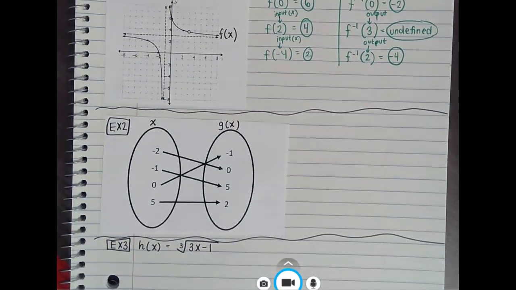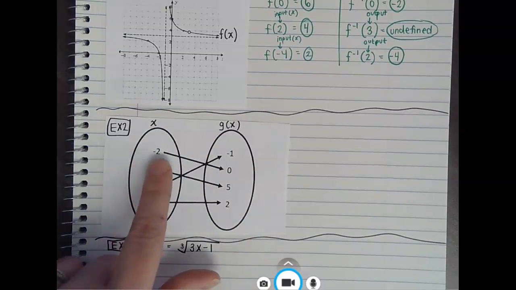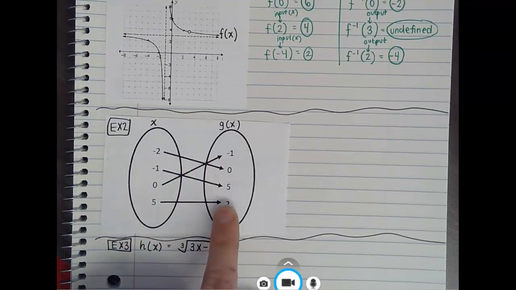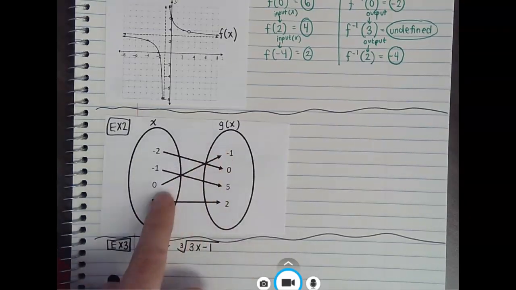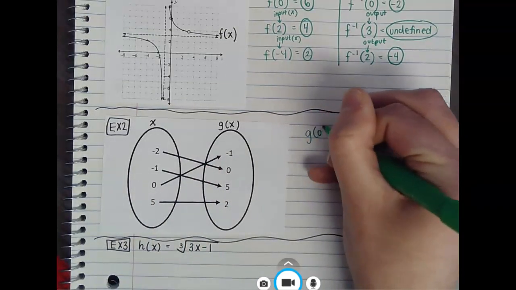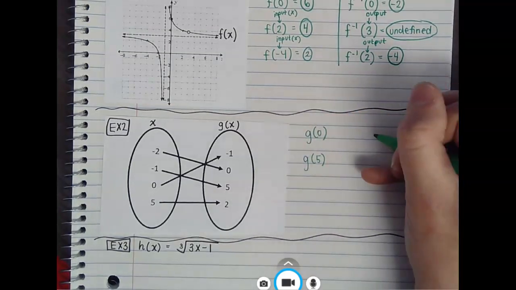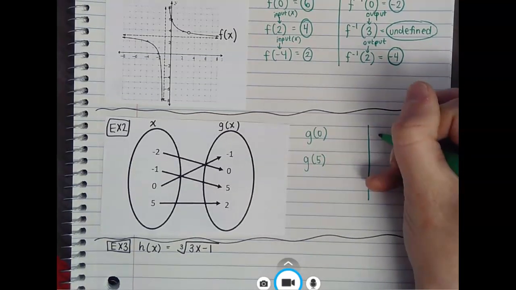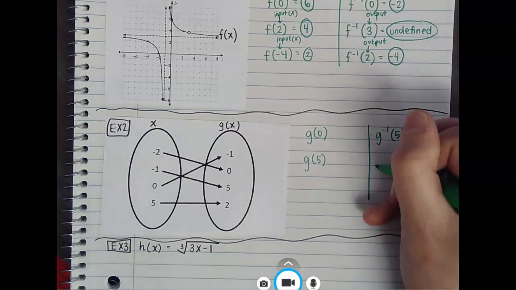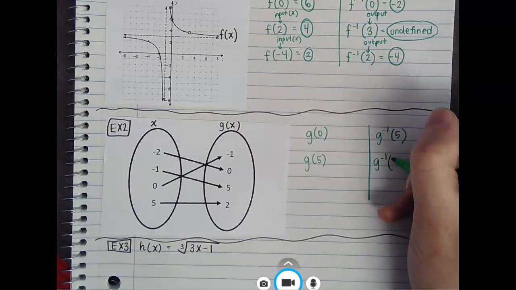Example 2. We have a function g of x with this mapping diagram. I know it's a function because every input has one output. I know it's a one-to-one function because every output has one input. So here's a few examples that I'll have us evaluate. G of 0, g of 5. The inverse of g of 5, the inverse of g of 0.